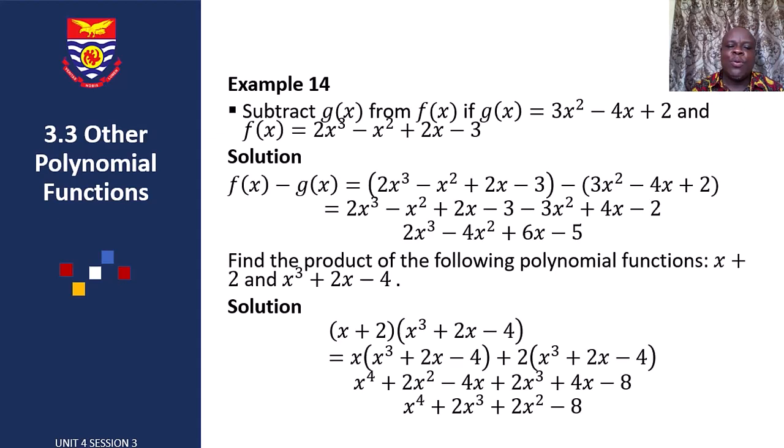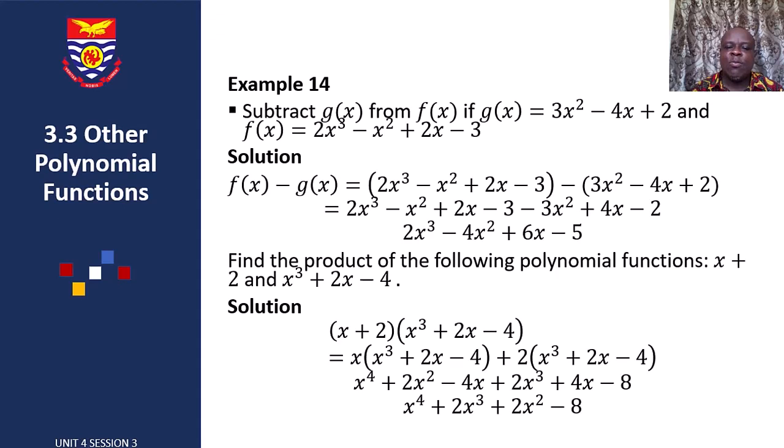So x will multiply x cubed plus 2x minus 4. Then plus 2 will multiply the same thing, x cubed plus 2x minus 4. Then we expand. x times x cubed will give us x exponent 4. Then x times 2x will give us 2x squared. Then x times minus 4 will give us minus 4x. Then plus, we now use 2 to open the bracket. We have 2x cubed plus 4x minus 8.